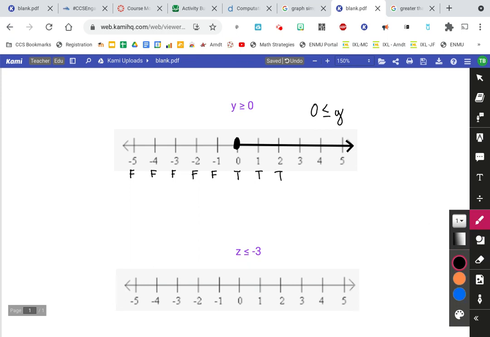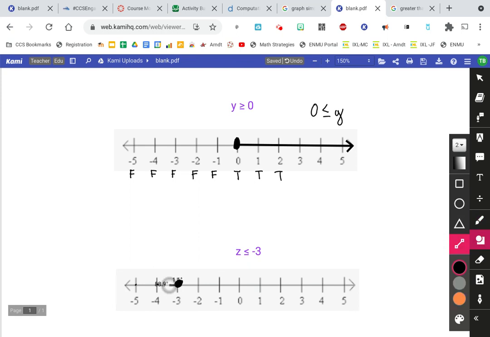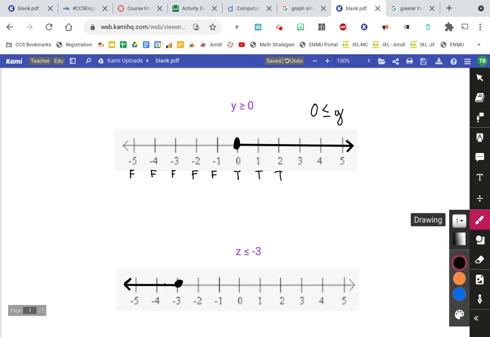Okay, the last one says z is less than or equal to -3. So I would think, what are the values that are less than or equal to -3? That would be things like -4 and -5, and even -3.5 and -3.25. But do I want to include -3? The answer is yes, because -3 is less than or equal to -3. And I also want to include all the values to the left because all of those values make my inequality true. Again, please note that this inequality can be written as -3 is greater than or equal to z.